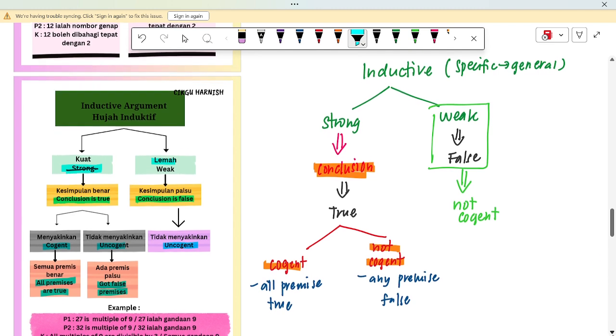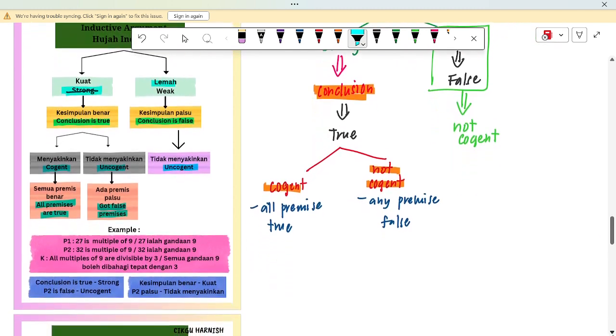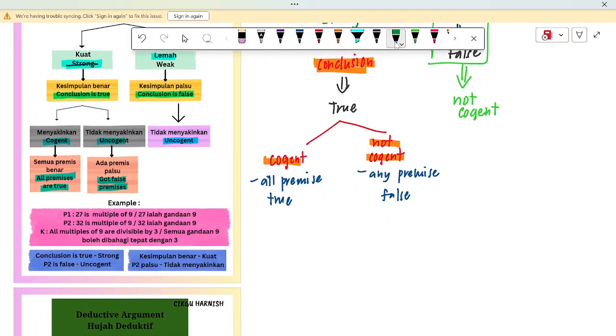Let's see an example here. Premise 1. Okay, let's directly go to the conclusion. All multiples of 9 are divisible by 3. So is your conclusion true? Multiples of 9: 9, 18, 27, all are divisible by 3. So our conclusion is true. So once our conclusion is true, it is strong.